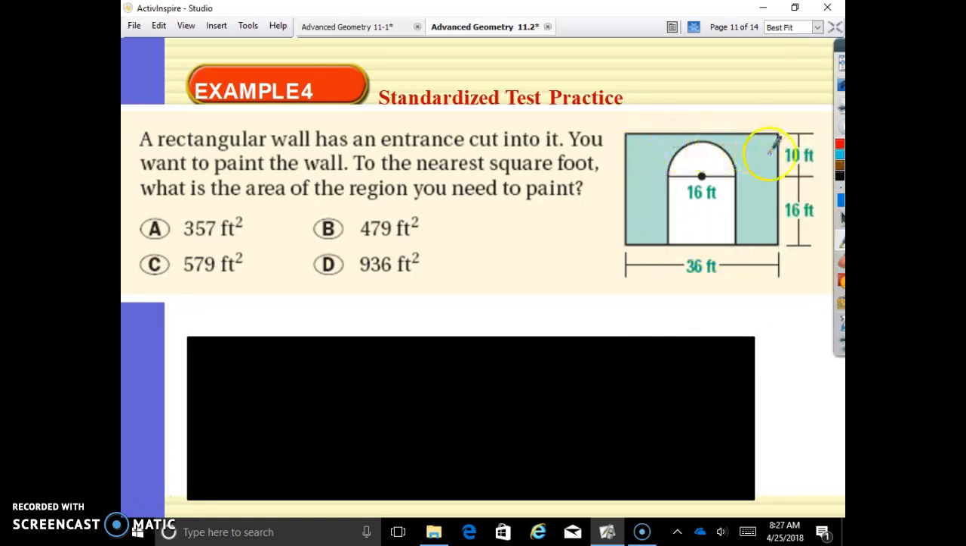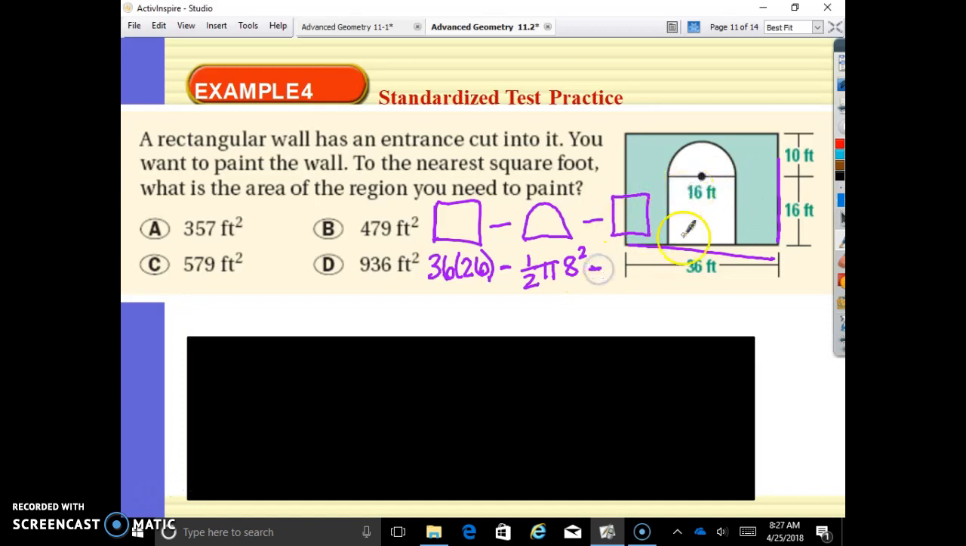All right, so the area of the wall that needs to be painted, you would find the area of the entire rectangle, and then you would subtract the area of the missing semicircle, and then you would subtract the area of the missing square. So the whole rectangle is 36 times 26. Right, length times width for a rectangle. Minus 1/2 pi r squared. If the diameter is 16, the radius is 8. Minus this, which is 16 by 16.